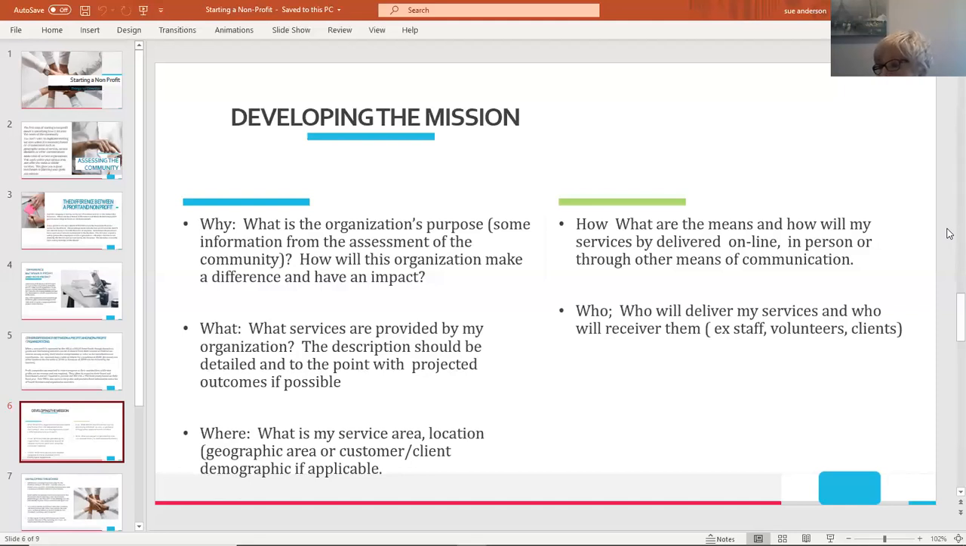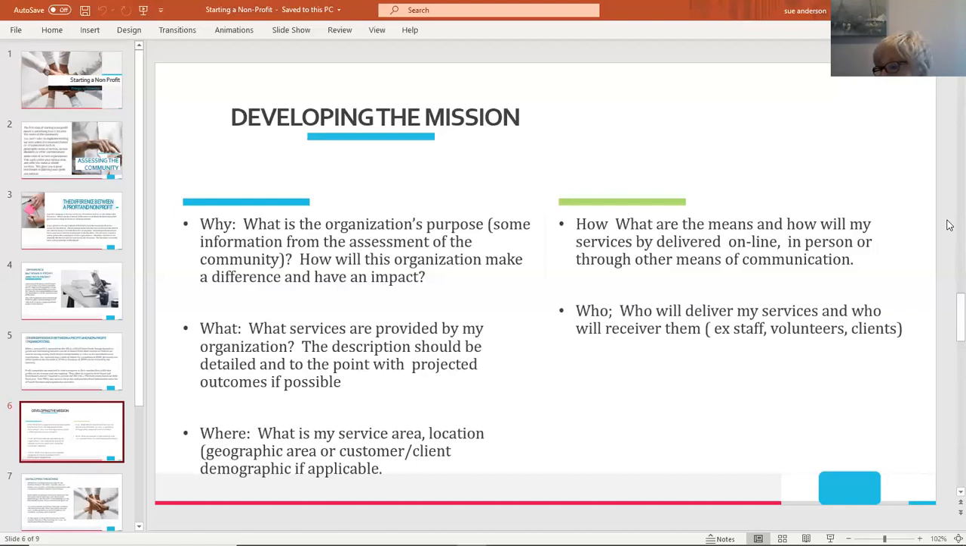Are you going to be going out into the community, especially with the homeless, to find out who these homeless people are and visit with them? These are considerations that really are part of your mission, because again, your mission is tied to the impact you're going to make within the community by providing those services.